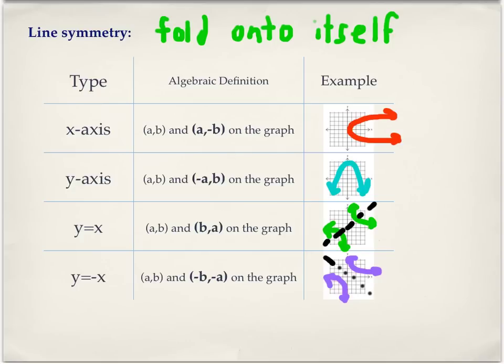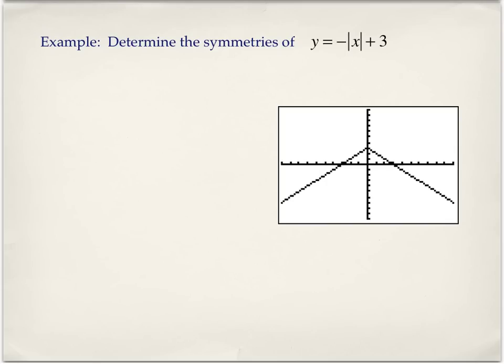So there's some examples of line symmetry in the algebraic tests you could use, but primarily we'll be using more of a visual test. So here's a couple of examples. Determine the symmetries of this particular function, y equals negative absolute value of x plus 3. You can try that on your graphing calculator. It should look like this with a standard window. Now, what kind of symmetries would you say this has?